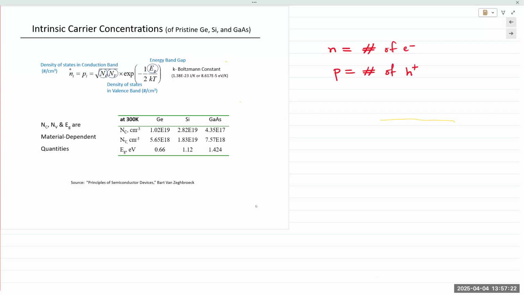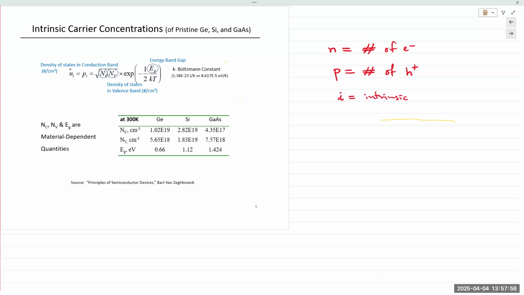For every electron that is available for conduction, there is a corresponding hole that is created. So at any point in time, the numbers are always equal. N is always equal to P. And the subscript i stands for intrinsic. It is inherent to the material itself. Hence, intrinsic semiconductor. There is no other external factor affecting it.